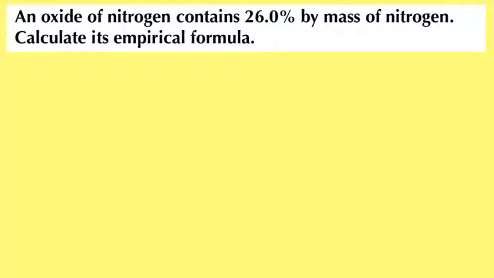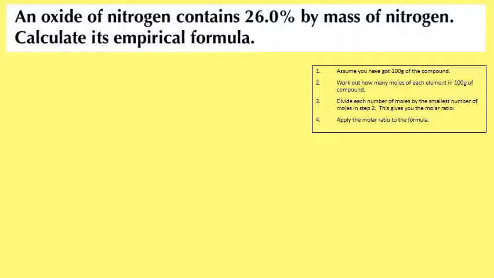Here's another worked example. This time we're not given all of the elements, masses, or percentages rather. Okay, so let's read the question. An oxide of nitrogen contains 26% by mass of nitrogen. Calculate its empirical formula. Okay, let's put our steps down here. So there we have our process again, and now we're just going to work through it.